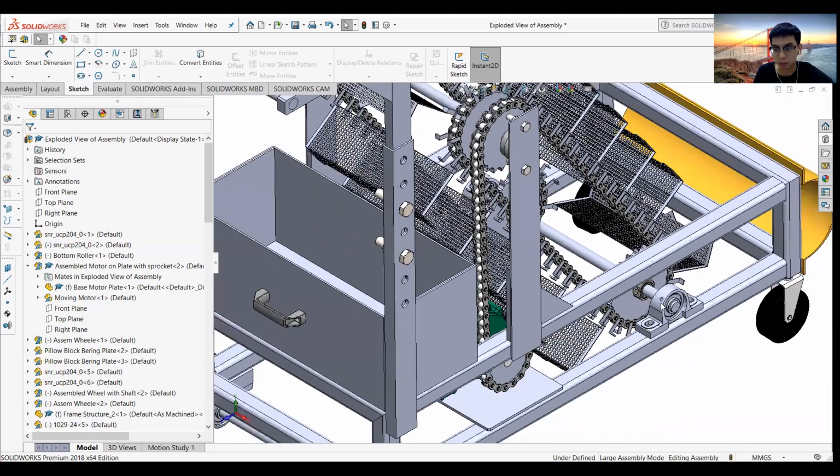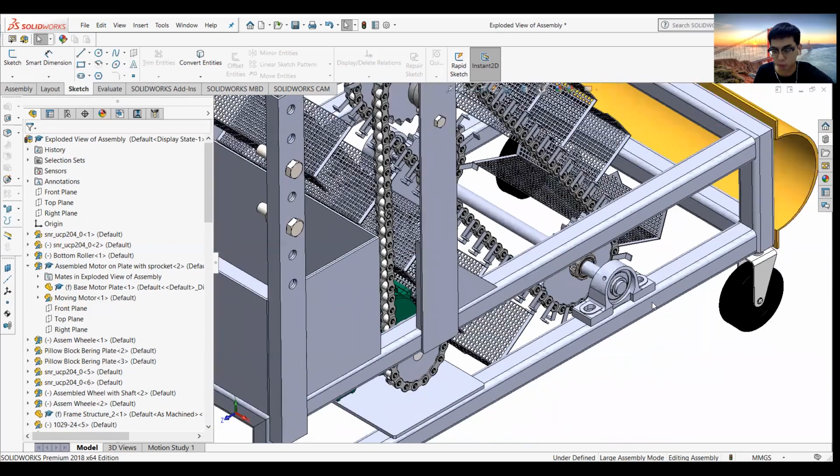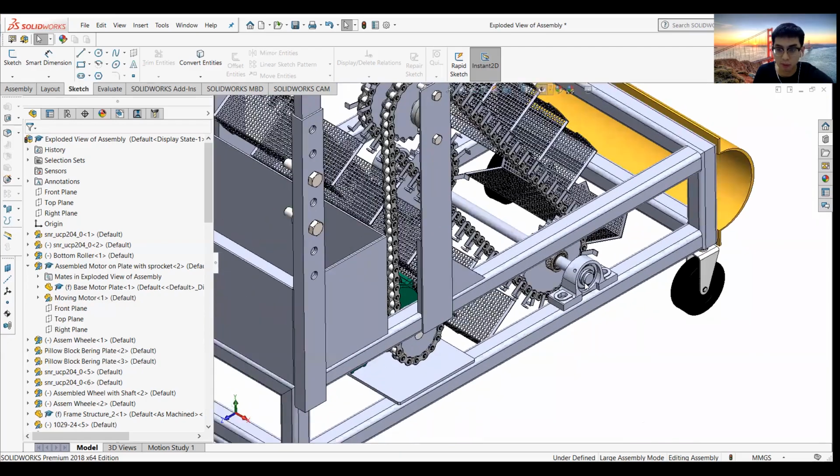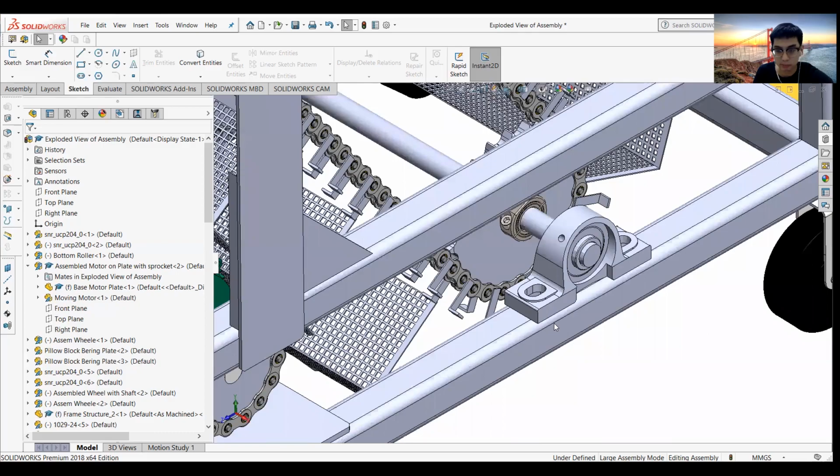And next is the bottom roller. For the bottom roller, we use 2 pillow board bearings for this machine. Both of them are being welded onto the frame.